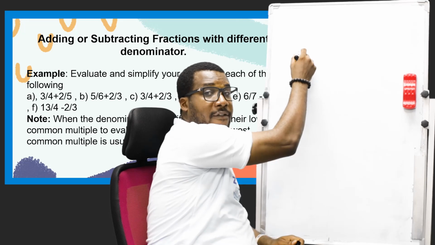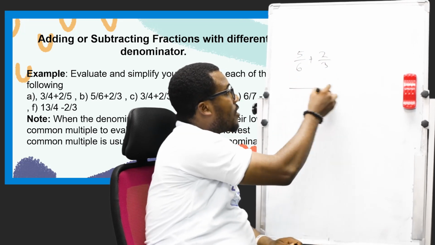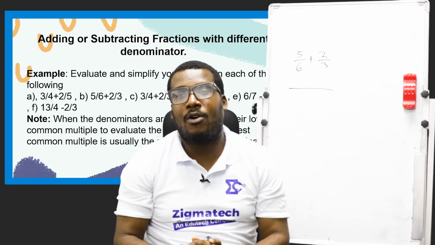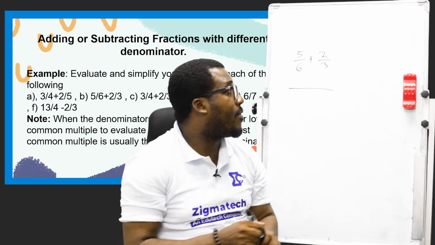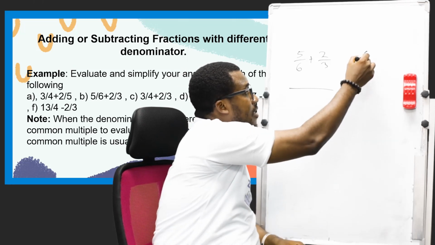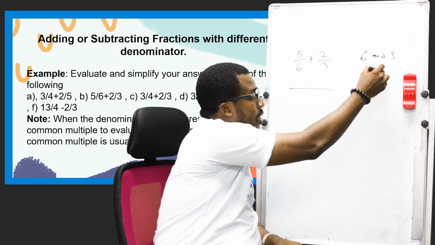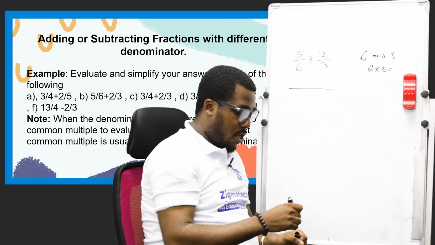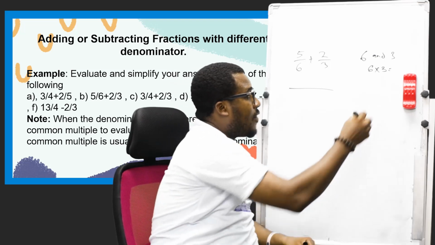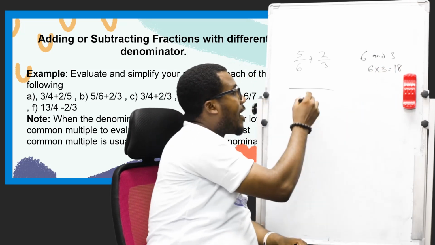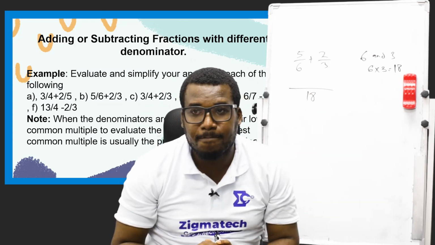So you're given 5 over 6 plus 2 over 3. The product method, please multiply the denominators. In this case, our denominators are both 6 and 3. So 6 times 3, if you look at a multiplication table very well, 6 times 3 will give you 18. Therefore, 18 is the number we're using here.